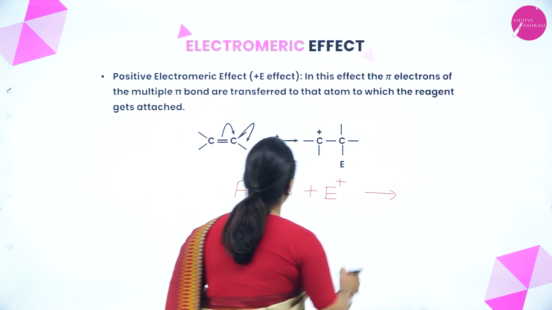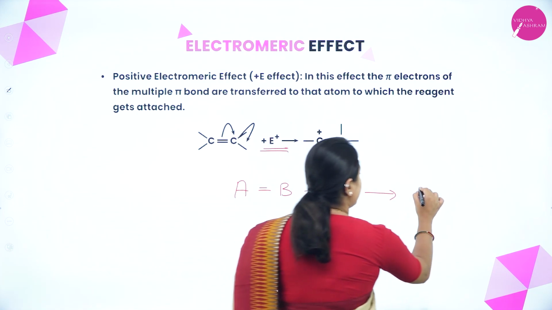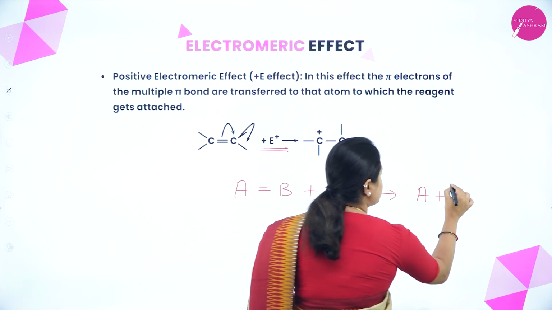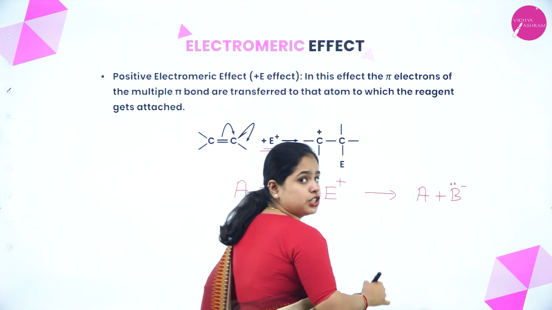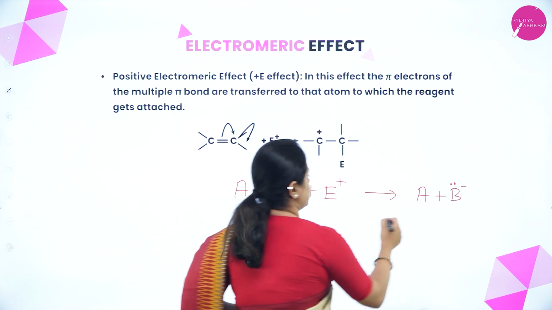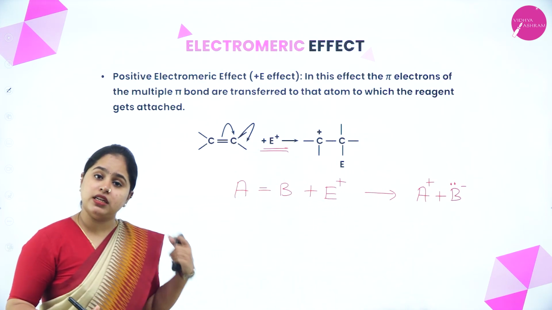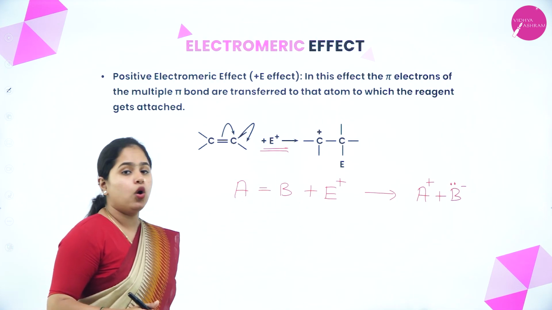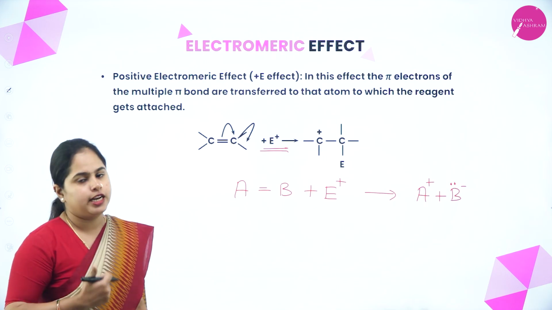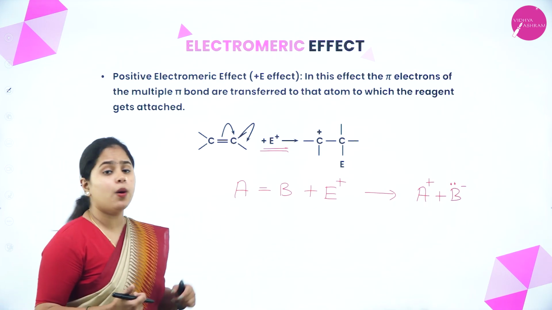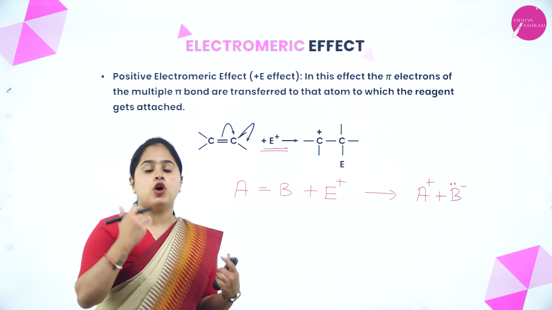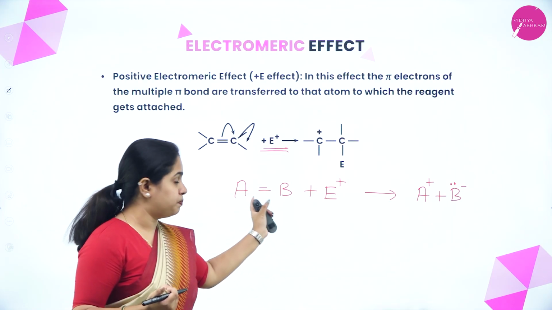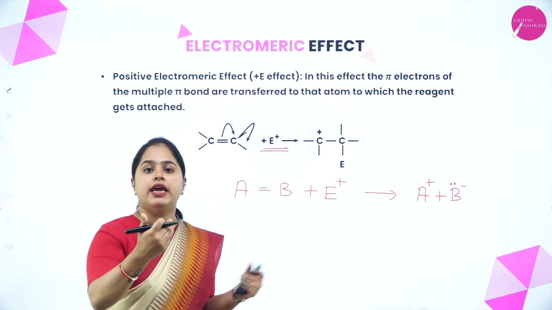So if I say it is transferred to B, how will it be? You will get A plus and B, and B will get the pi electrons, right? So B will get the pi electrons and will have a negative charge, and A will get a positive charge, right? Yes, the electron pair has gone towards the B atom, so A will get positively charged and B will get the lone pair of electrons, that is the pi electrons, and it will get negatively charged. So this is called the electromeric effect. Yes, that is when a compound having multiple bonds is attacked by an electrophile, the pi electrons will be shifted completely to either one of the atoms.